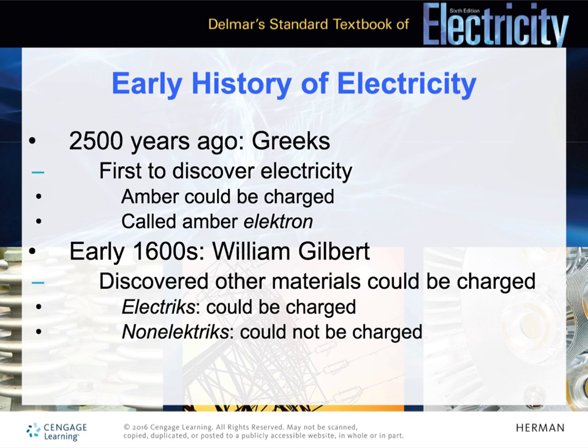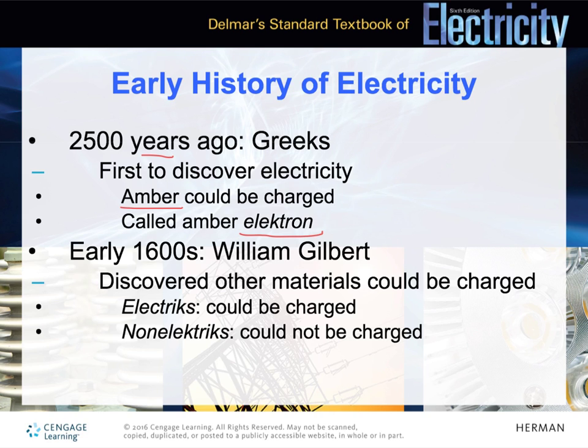So let's talk a little bit about the history of electricity. Now, don't be concerned. This is a Principles of Electricity class. We are not studying history, and you will not be tested on any of these dates. But sometimes it's interesting just to go back and look at the progression. So 2,500 years ago, the Greeks discovered electricity. They just determined that this stone called amber could be charged. That's actually where the term electron came from, way back then.